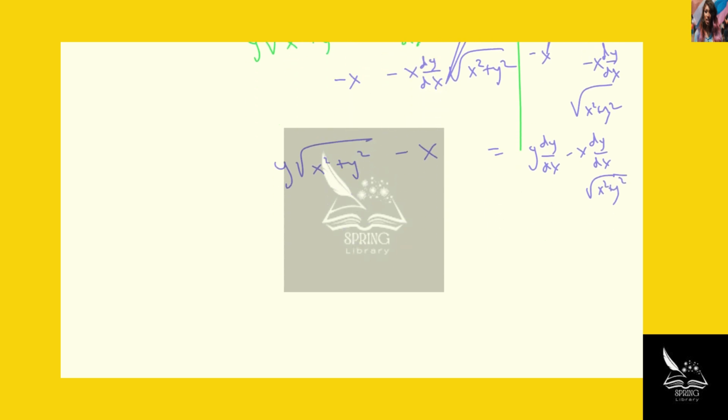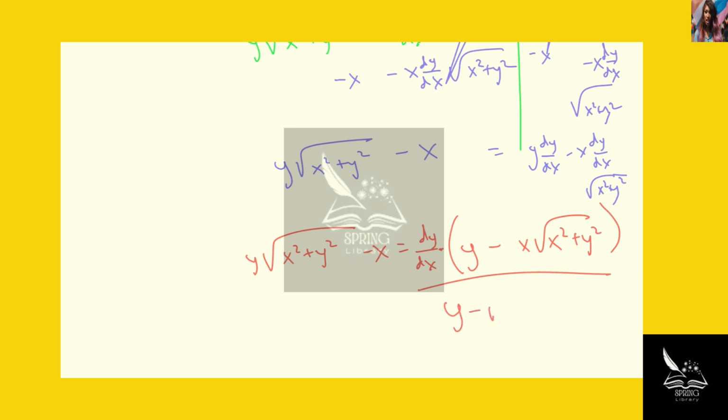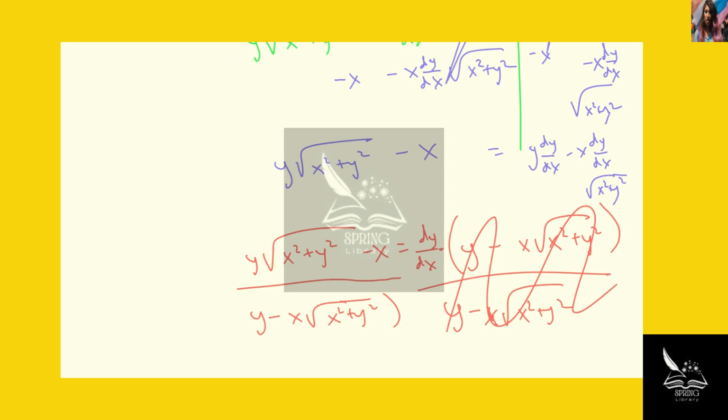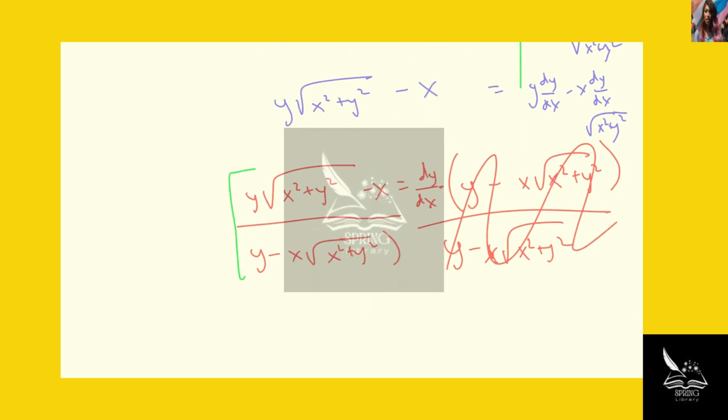Now, since I have dy over dx on the right side, I could just pull it out from each term. So I have y square root of x squared plus y squared minus x, which is not under the square root, equals dy over dx times y minus x square root of x squared plus y squared. The opposite of multiplying is dividing by this entire term, so it's all divided by y minus x square root of x squared plus y squared. And since dy over dx is by itself now, this will be my final answer.